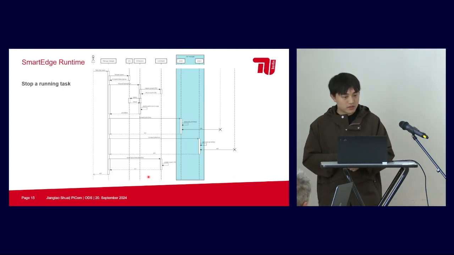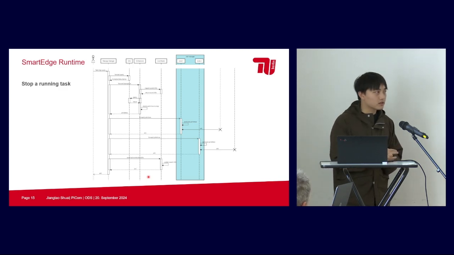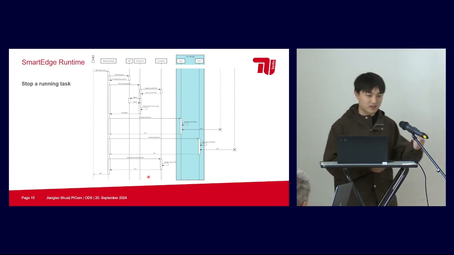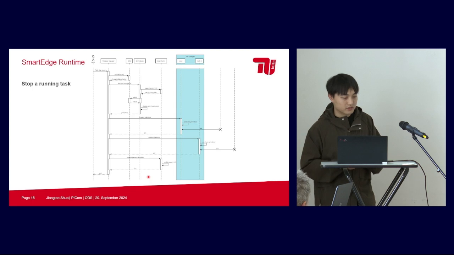Then the next scenario is about how to stop a running task. Let's say we already detected a red car on the whole road for 5 days. Now we don't want to trigger any more red car detections. Now we need to stop it.